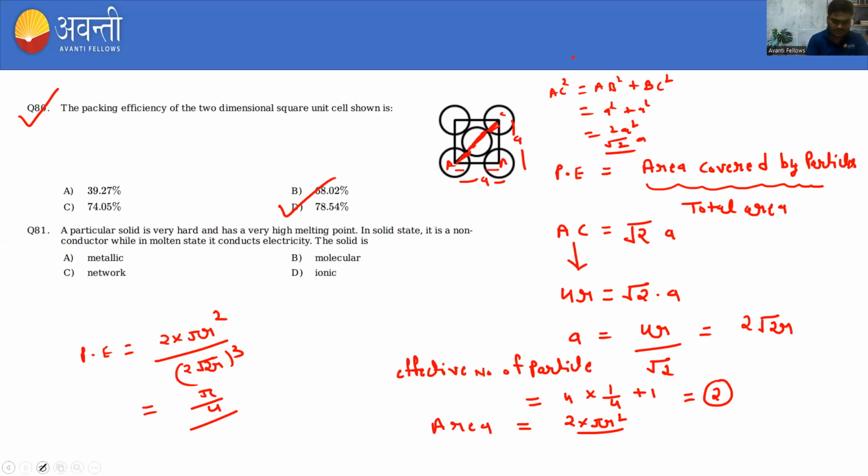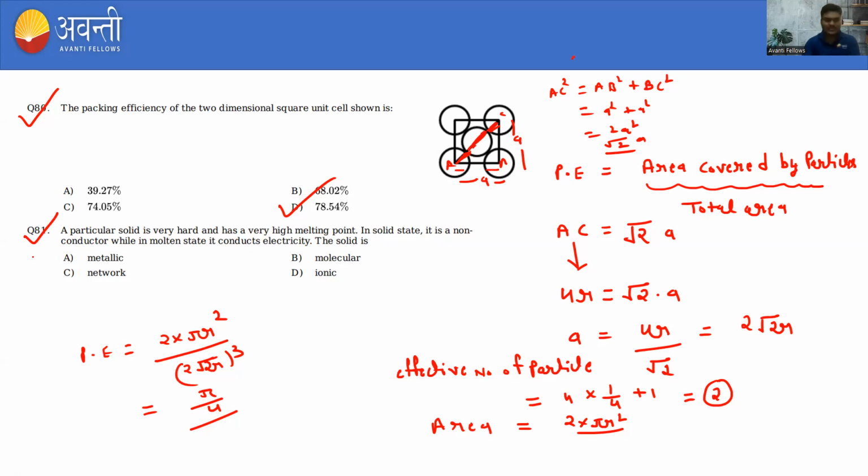So I hope this is clear to you: how will you find the packing efficiency of the two-dimensional square cell? Okay, let's move to the next question.